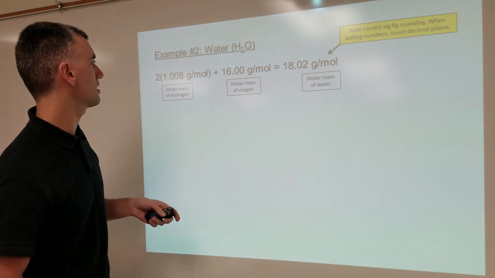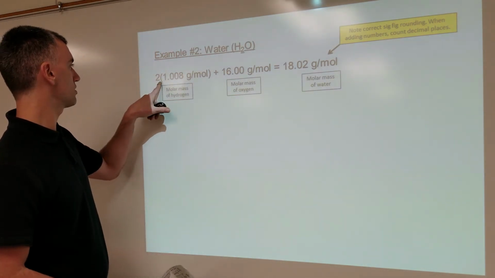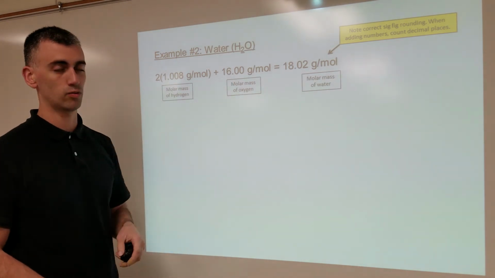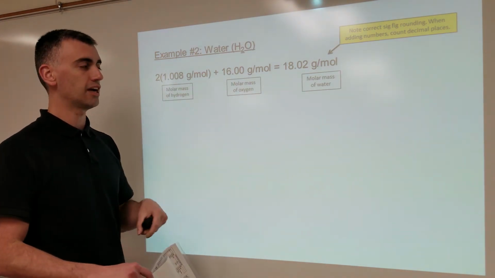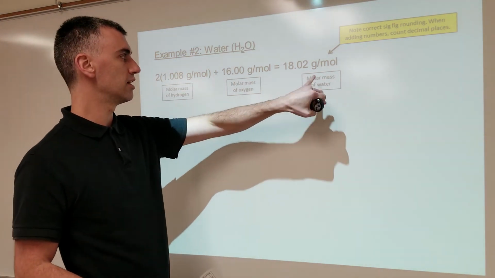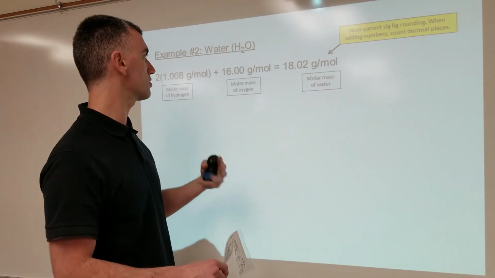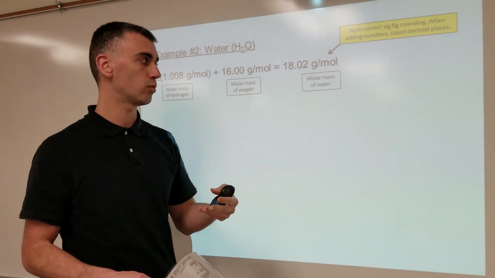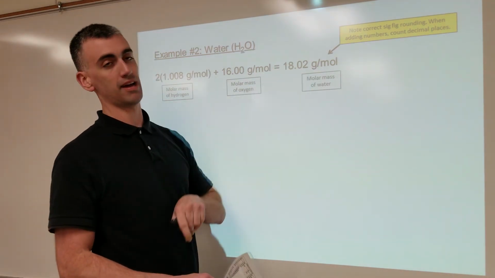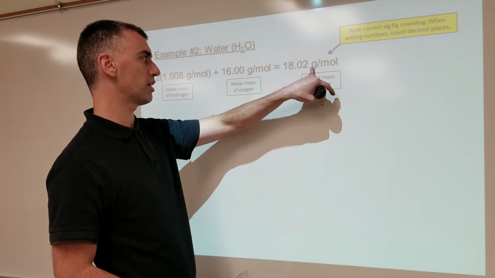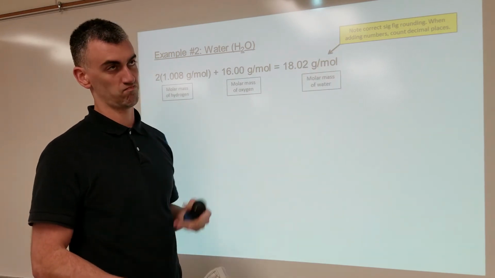For water, it's the same thing. Notice, 2 times the hydrogen mass plus 1 times the oxygen mass is the mass of a water molecule, or rather, the molar mass of water. And the molar mass of water means the mass of a mole of water molecules. So 6.02 times 10 to the 23rd water molecules have that mass. And so we say grams per mole because that's the number of grams that each mole weighs, more or less.